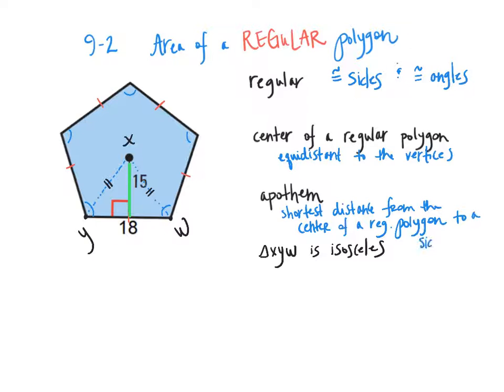Now keep in mind that's at a 90-degree angle. That's why it's the shortest distance. But the apothem is always going to be a 90-degree angle that's formed with the side.